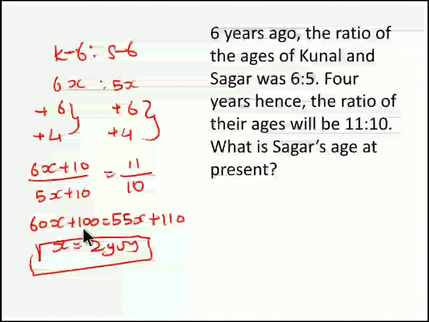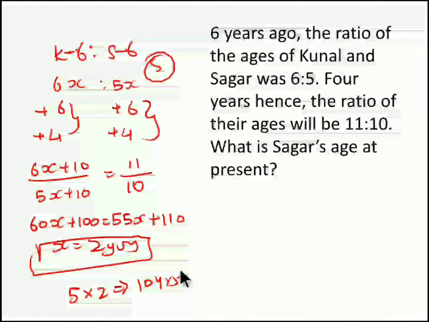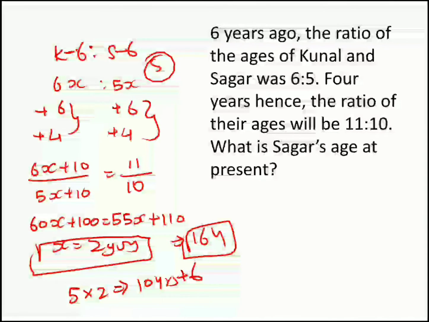Now we have to find Sagar's present age. So when you substitute the x value in Sagar's 5 parts, you will get Sagar's age. So 5 into 2, you get 10 years. So 10 years is Sagar's age before 6 years. After 6 years, you have to add another 6. So 10 plus 6 is 16 years. So 16 years is nothing but the age of Sagar at present.